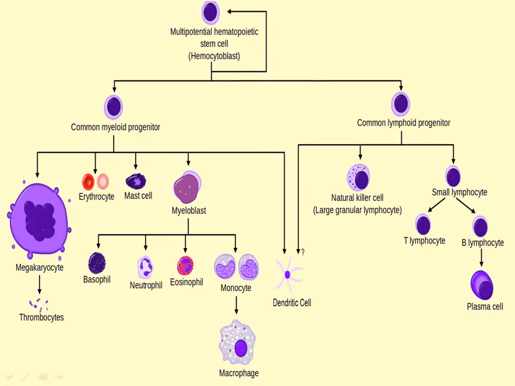This is another diagram that shows you how these cells look in most of the diagrams and most of the pictures. The multipotent hematopoietic stem cells, sometimes we call them hemocytoblasts. As you can see, they have a big nucleus.